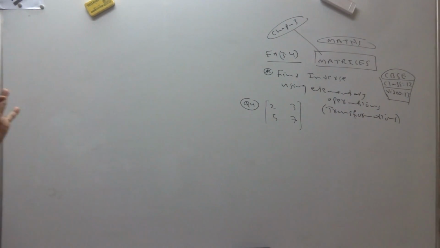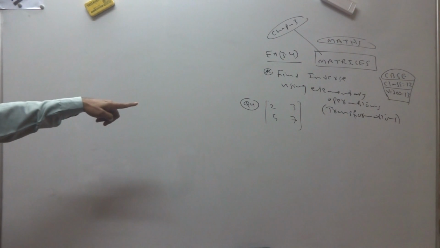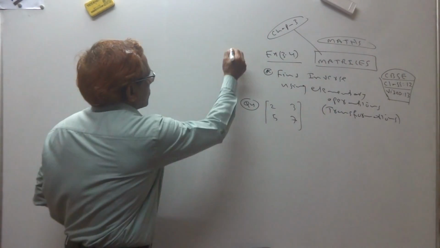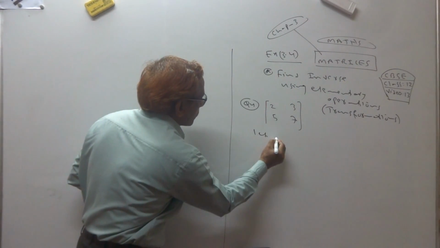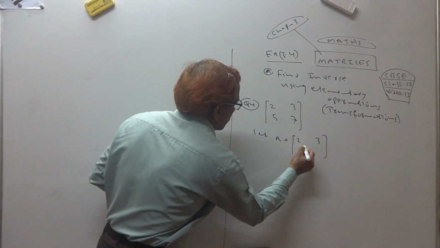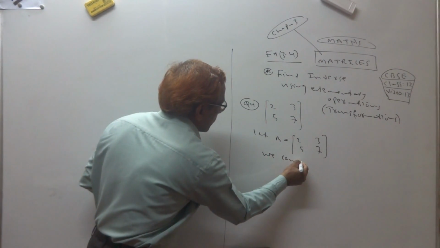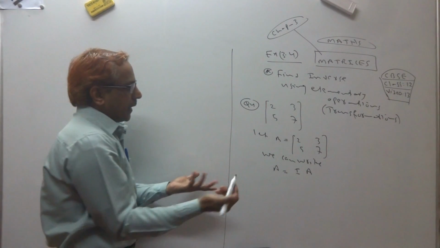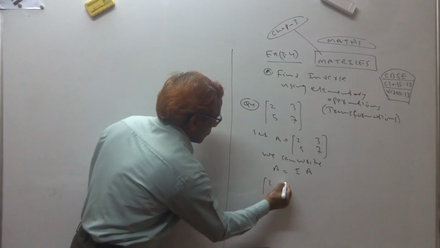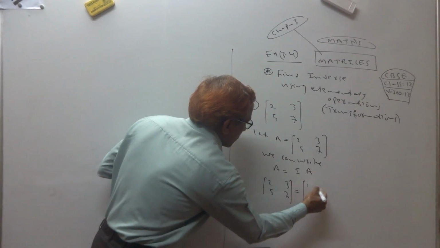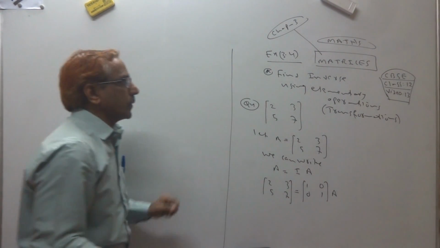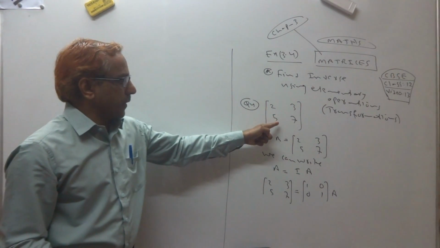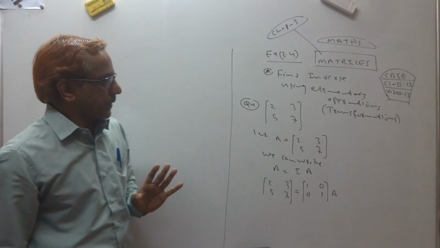So please see how to find the inverse of that matrix, 2, 3, 5, 7, using elementary operations. First we denote it by A. Then the next step we can write A is equal to IA, since I into A is A only. The matrix is 2, 3, 5, 7, and I is 1, 0, 0, 1, and then A. We have already discussed how to find the inverse of a matrix using elementary operations.